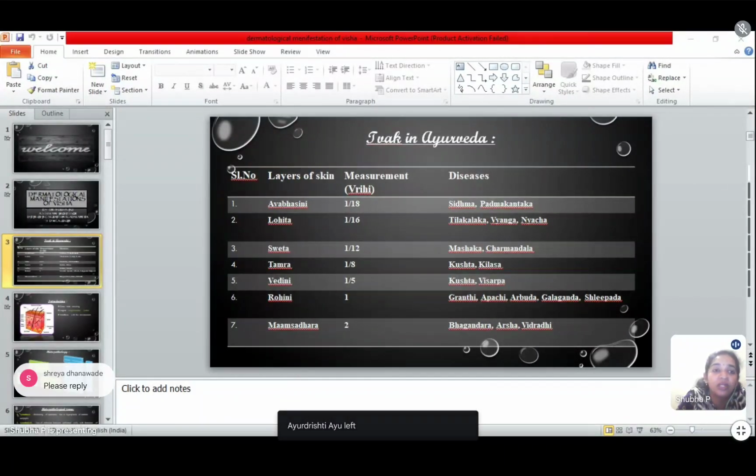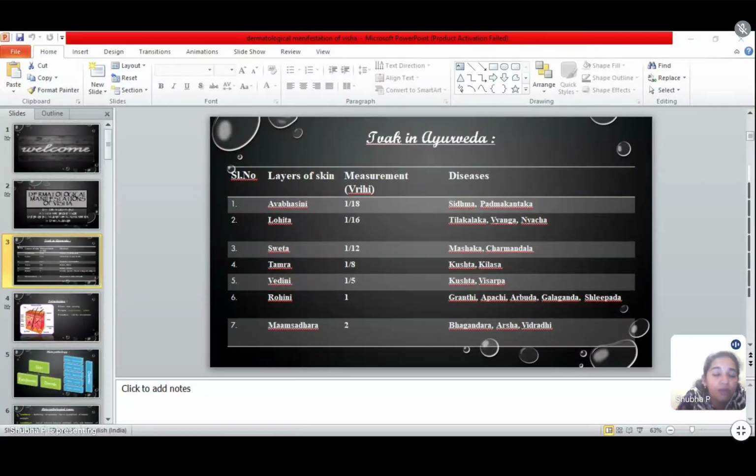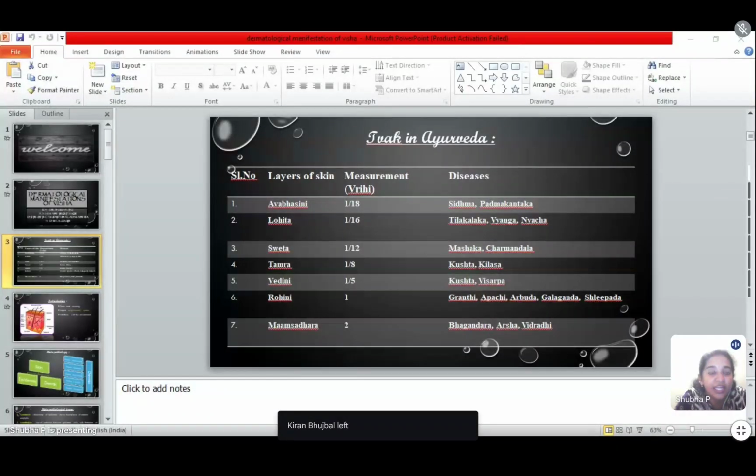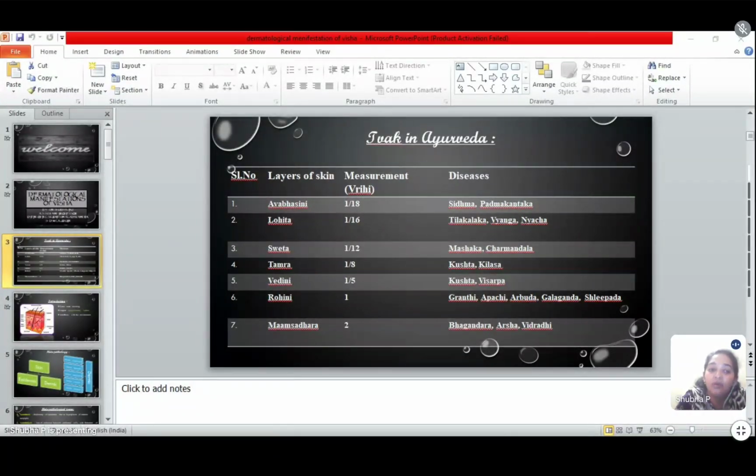Next, form of Visha. Once the form changes, such as solid, liquid, and gas, these three states of matter, in the case of Visha, when the Visha is in gaseous state, the effect is more, and mostly it is systemic rather than dermatological.